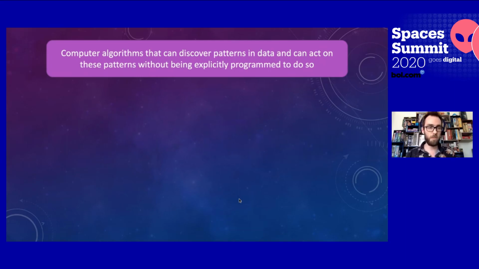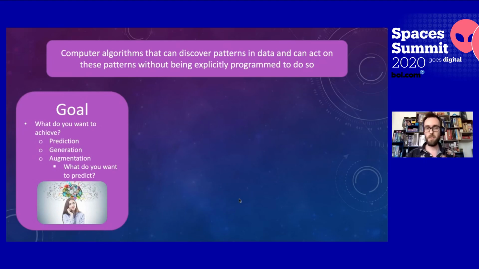Now, to be able to sort of construct a machine learning problem, you need a few things. First of all, you need a goal. What do you want to achieve? Typically, this is a prediction of some sort. So for instance, say you want to predict the gender of a person. That is the thing that you want to achieve. So that's your goal.